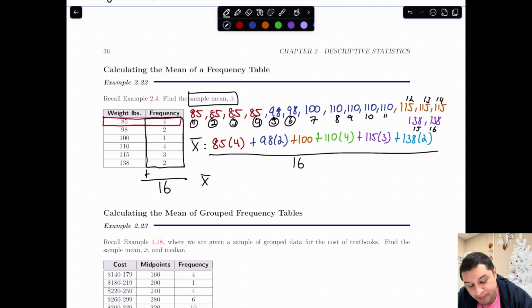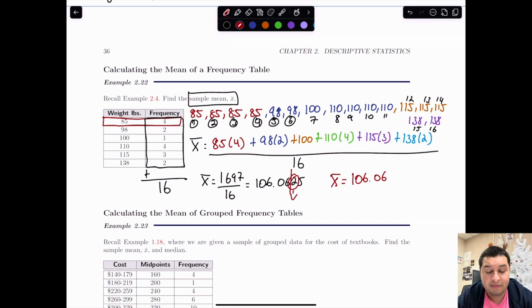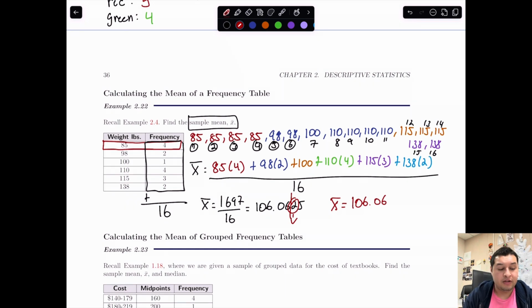Remember, this is adding up all of them and then dividing by however many we have, which is 16 here. So my X bar is going to be, I like to just add up or multiply out the top first, or simplify it. 1,697, all divided by 16. And that's now 106.0625. We obviously need to round, so my X bar is going to be 106.06. Once again, we draw the line off, and then we look at the one before it. We go down or stay the same, basically. So we keep it at 0.06. And that's how we find the mean on this one.